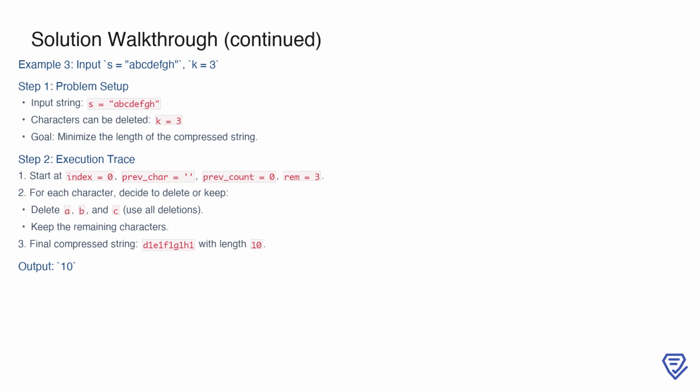Here, the optimal approach is to delete the first 3 characters, A, B, and C, which uses all the allowed deletions. The remaining characters, D, E, F, G, and H, are kept, each contributing a segment of the form character plus 1. This results in the compressed string D1E1F1G1H1 with a total length of 10.